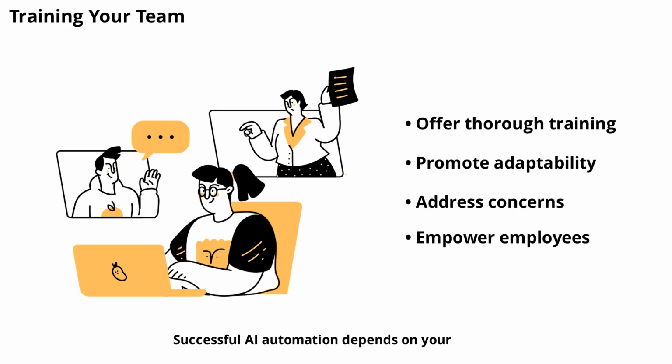Successful AI automation depends on your team's ability to use new tools effectively. Provide comprehensive training to ensure everyone understands how the AI systems work and how they fit into daily operations. Encourage a culture of learning and adaptability, and address any concerns or resistance to change. Empowering your team with the right knowledge and skills will help you get the most out of your AI investment.